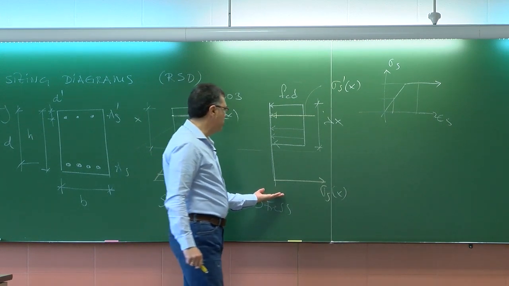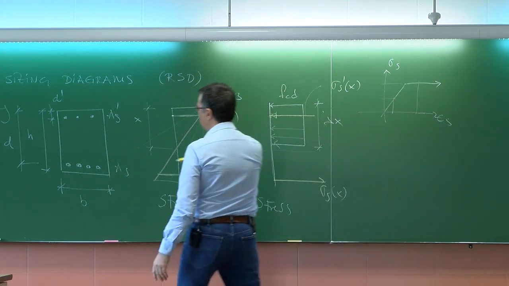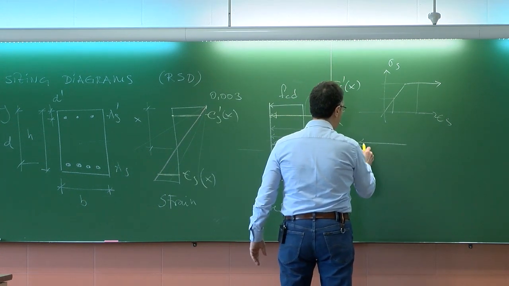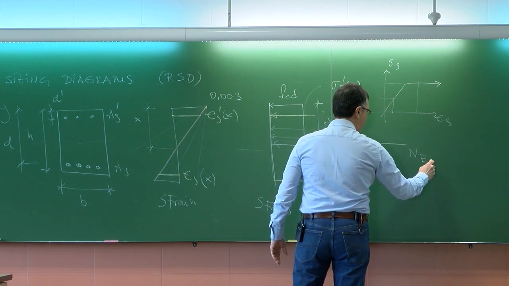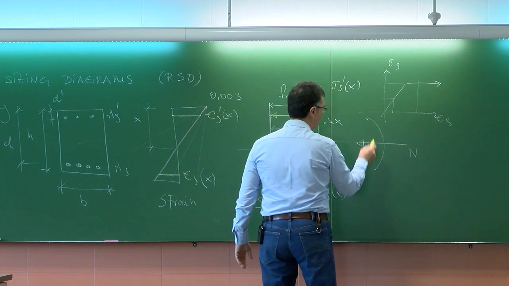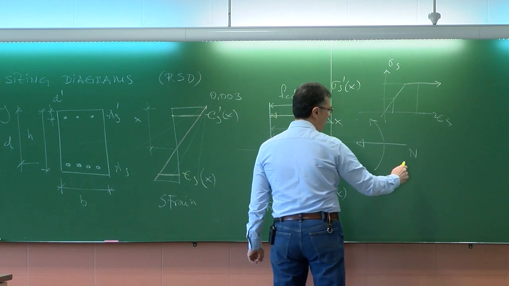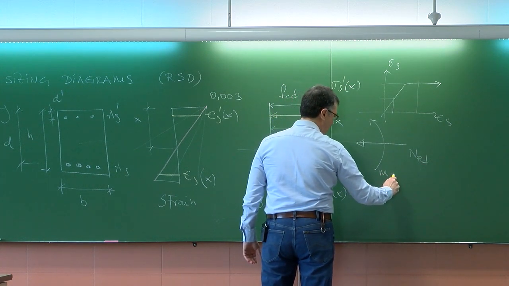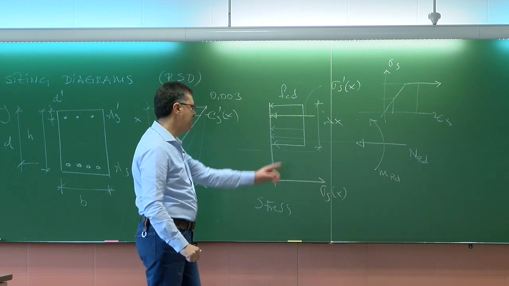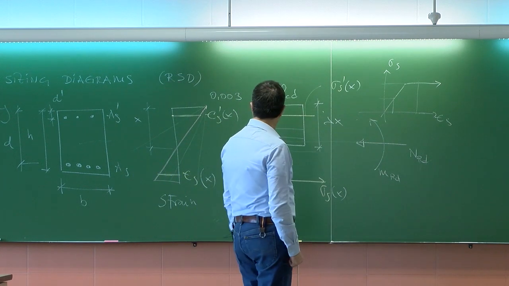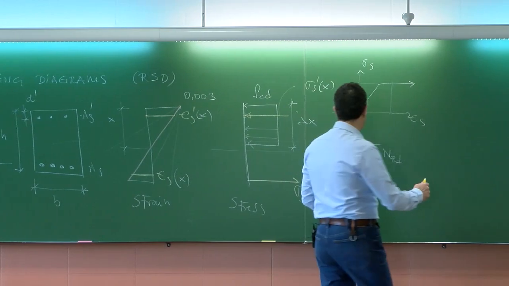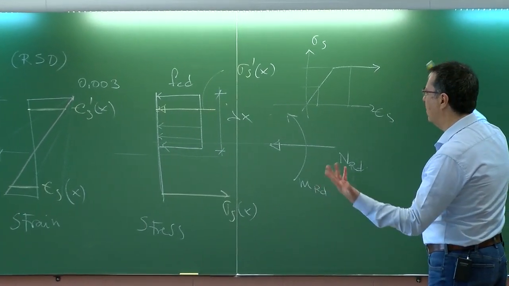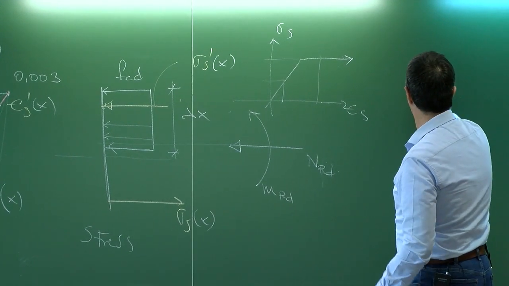This stress distribution has to be in equilibrium. This is the center of gravity of the cross section. So it has to be in equilibrium with, and we are in capacity, so let's put here NRd and here MRd, the resistance design, so capacity. Let's write the equations of equilibrium. They are going to be very simple, and we all know that by heart.